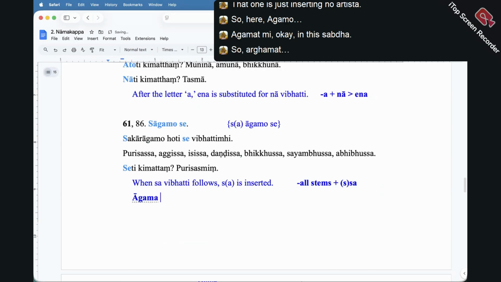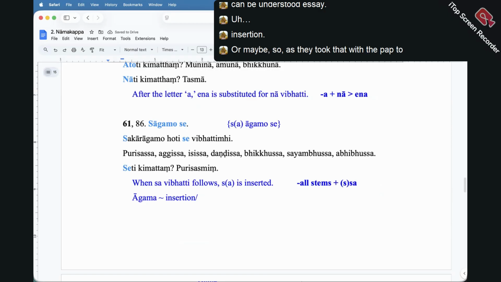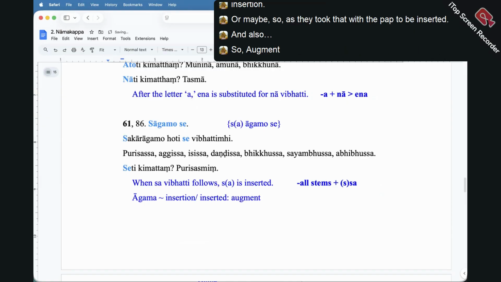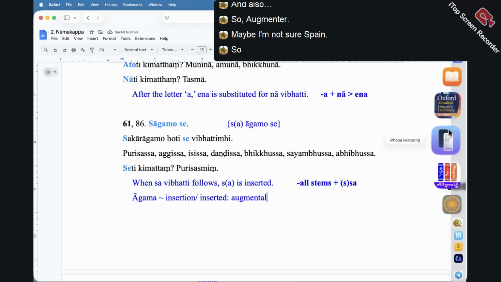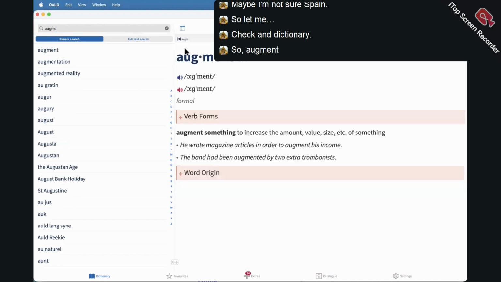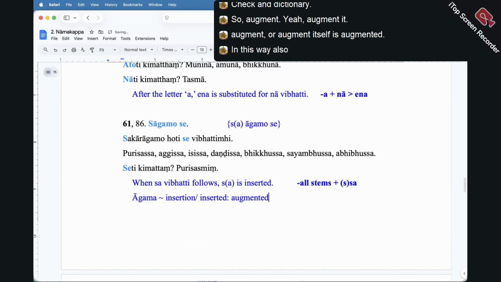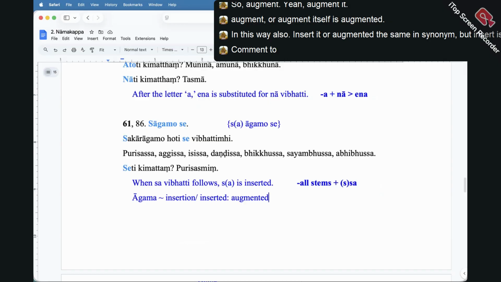So agama can be understood as an insertion, or maybe together with the verb to be inserted, and also augmented. I'm not sure of the spelling, so let me check in the dictionary. So augment, yeah, augmented. In this way, inserted or augmented, the same meaning, synonyms, but inserted is very common to us. That is one, augmented.